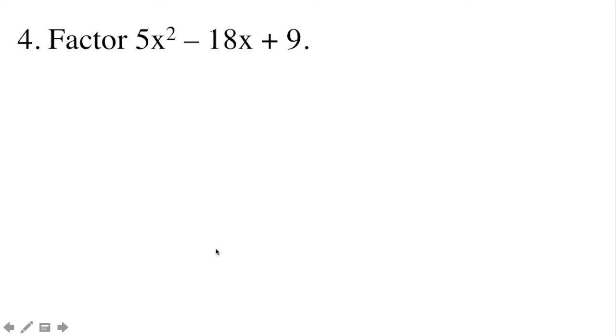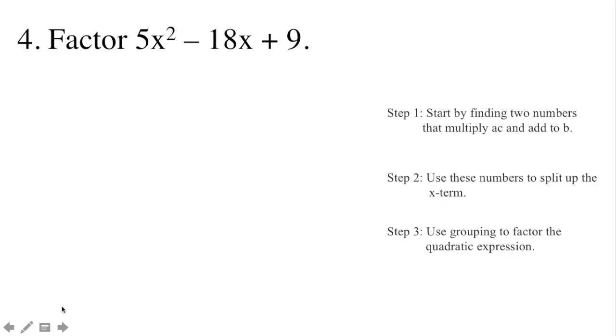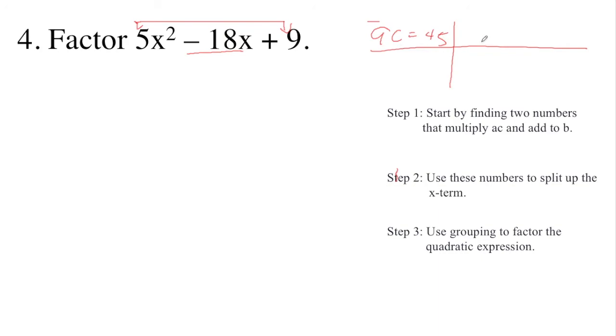Then, how about the factors of 5x squared minus 18x plus 9? Multiply a and c again. This is a times c, which is 45. And then b is negative 18. So what are the factors? Let's start with 1. 1 times 45. 2 is not, so 3 times 15. 4 is not, 5 times 9.